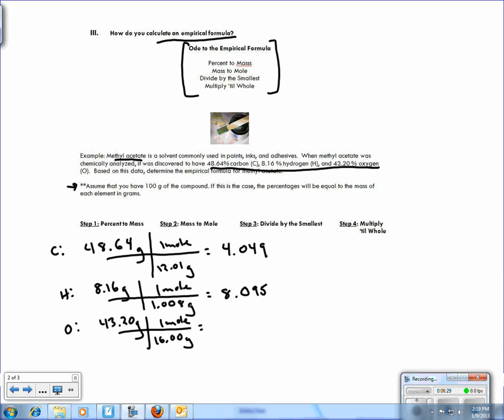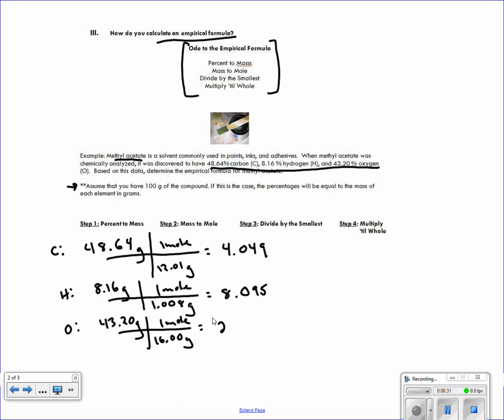And so then when we divide those two, we get 2.7. Okay, so that's taken us through step 2. We've done mass to mole. Step 3, divide by smallest. So we've gotten 3 numbers here. What we're going to do is divide every number that we've gotten by the smallest number, in this case 2.7.